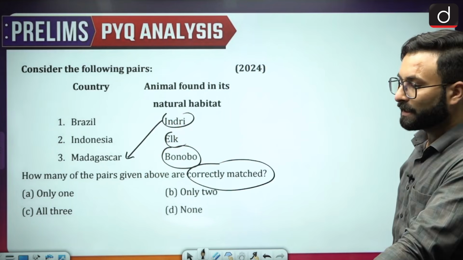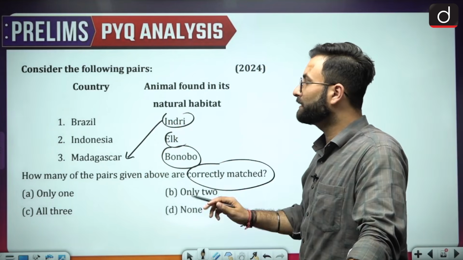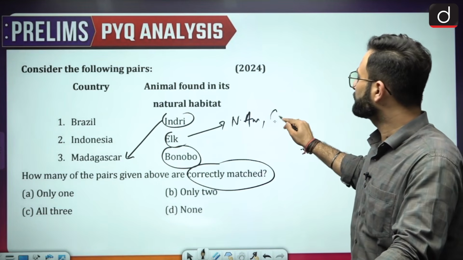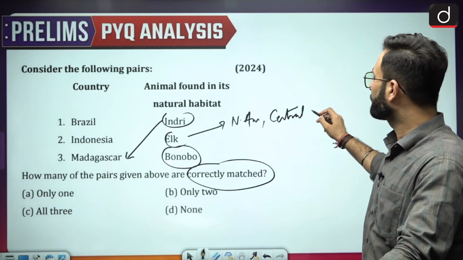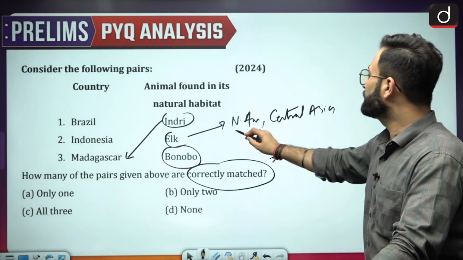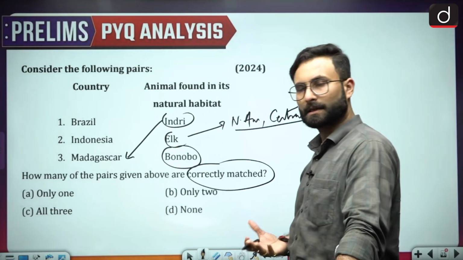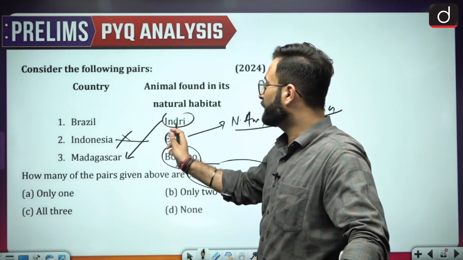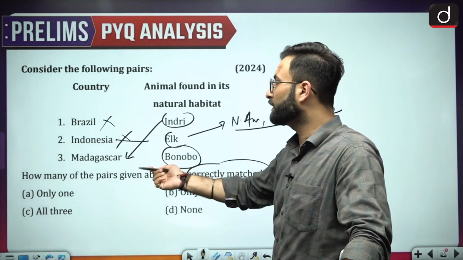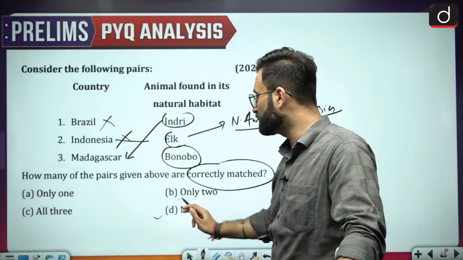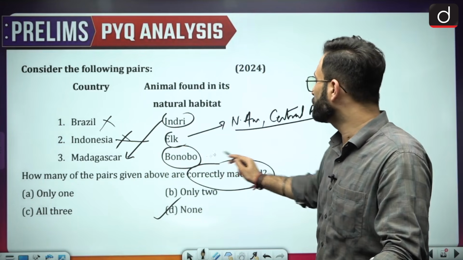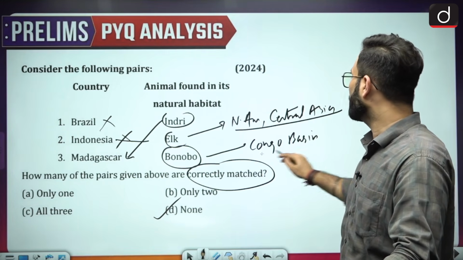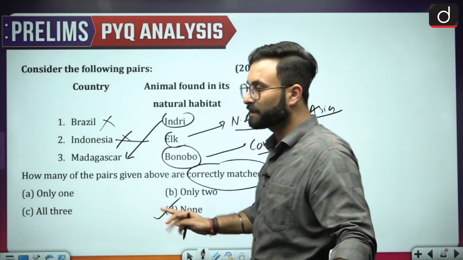Coming to the next one, elk are generally found in North America, or you can say Central Asia. So these are found in North America and Central Asia, so we can say that this is also wrong. Then coming to the first, we have already seen that it is wrong, and third is already wrong, so we can say that all of them are wrong. Option D is your right answer. Now let's see the bonobo. Bonobo is found in the Congo basin. Considering that, option D is your right answer.